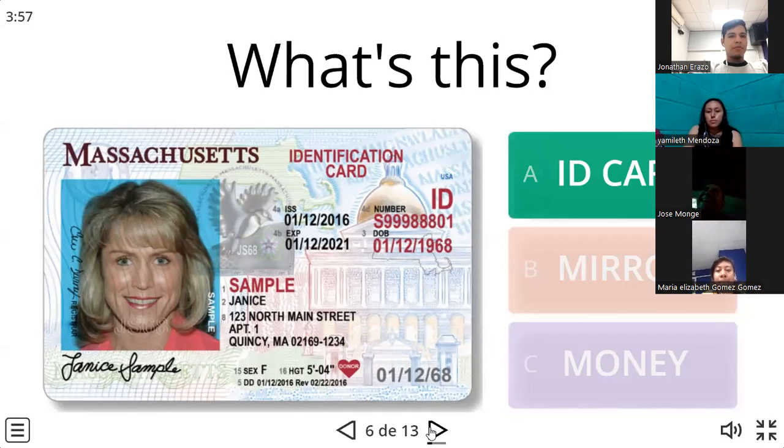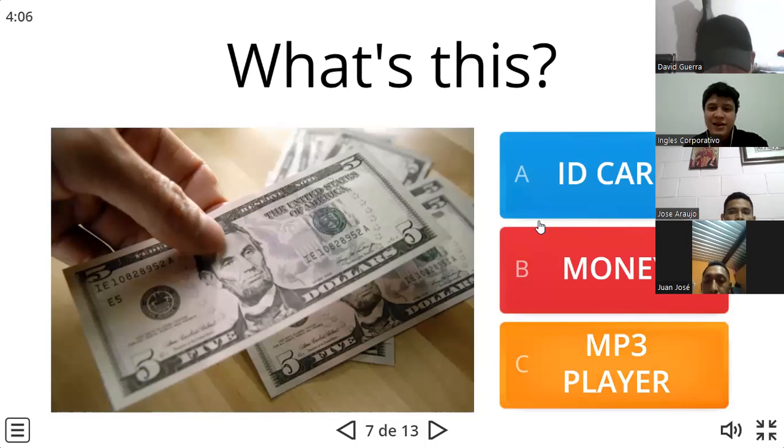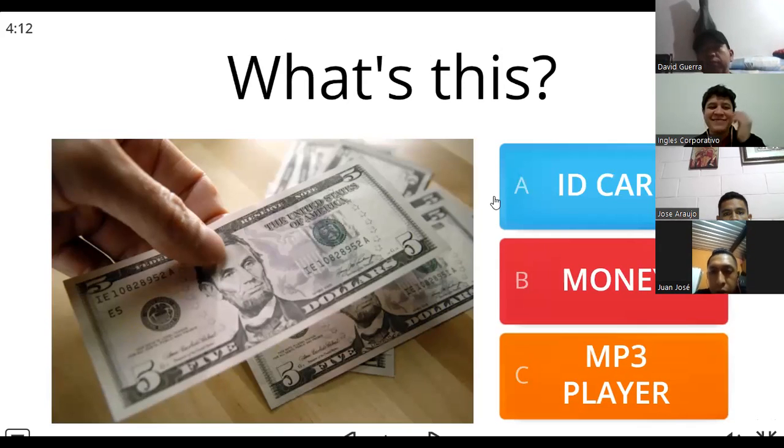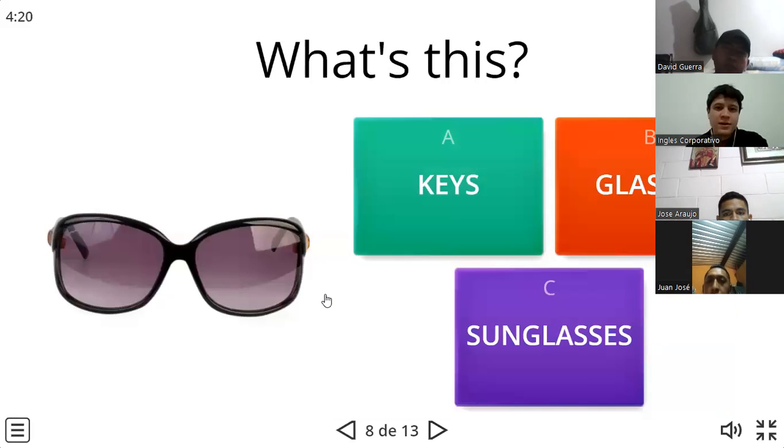Now we have this one. Let's see. What is this, guys? I know you know. ID card, money, MP3 player. Okay, B, okay. So for me, it's ID card, right? No, I'm kidding, yeah. Guys, it's money, right? Money, perfect.